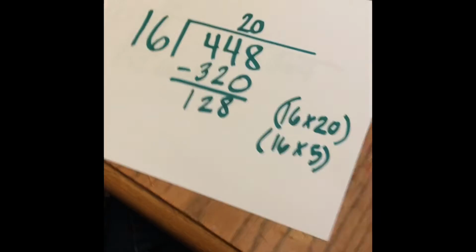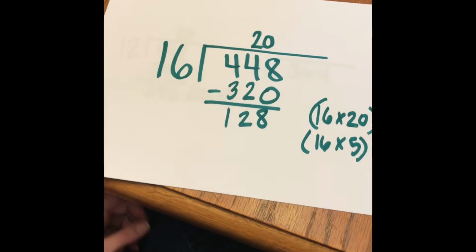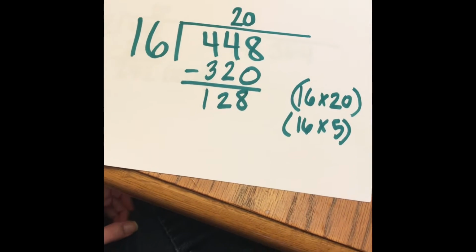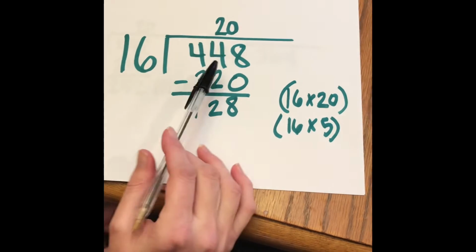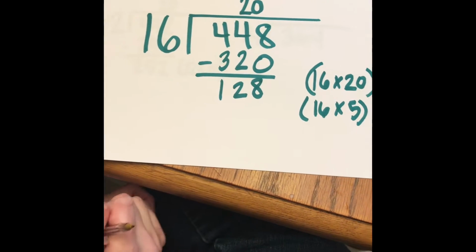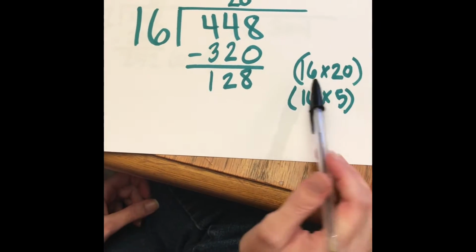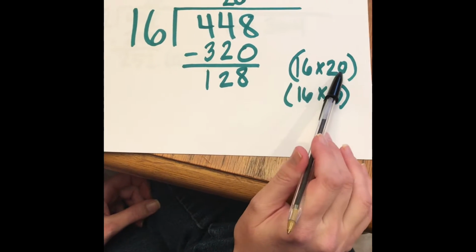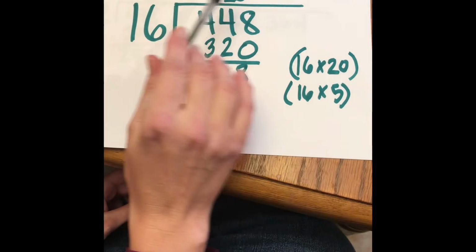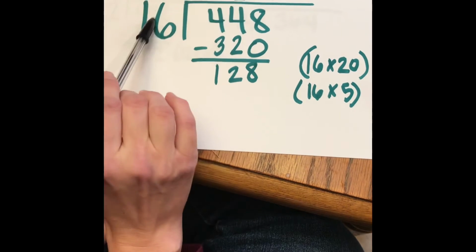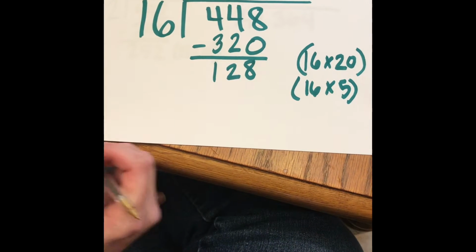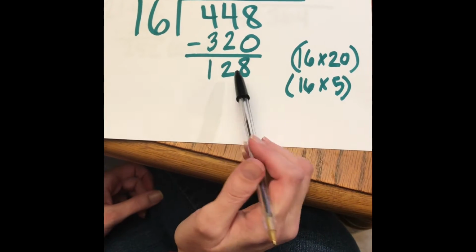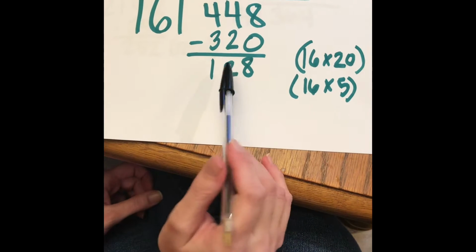Alright, today we're going to look at another strategy for dividing whole numbers. So I have here a problem that's been partially completed, and I've got 448 divided by 16. And if you'll notice out to the side it shows 16 times 20, and then if I look back over here, 20 times 16 is 320, and then I subtract and I have 128. So I'm not finished with the problem.